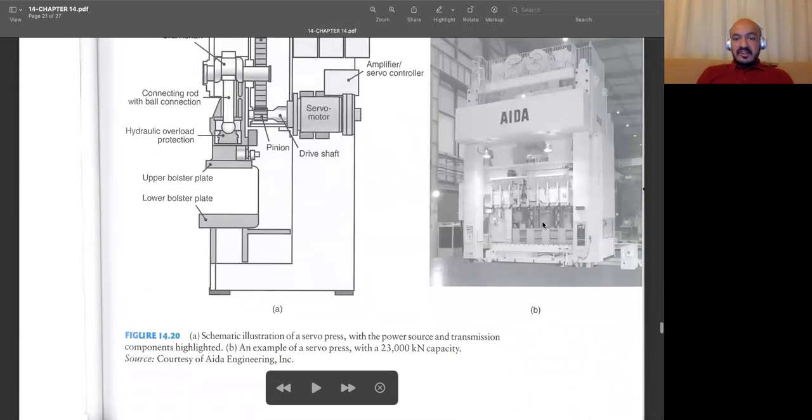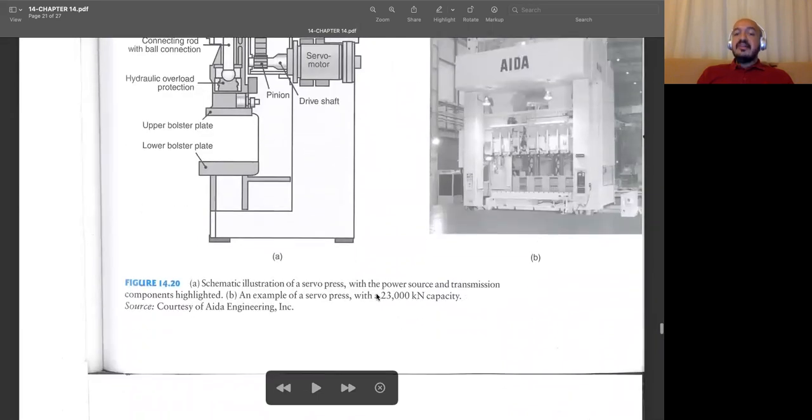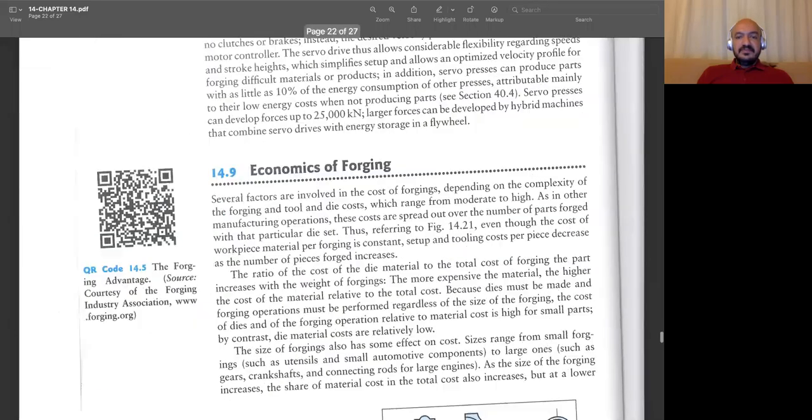And it's a typical press you see. It's a servo press, and it can apply this much force on the workpieces.